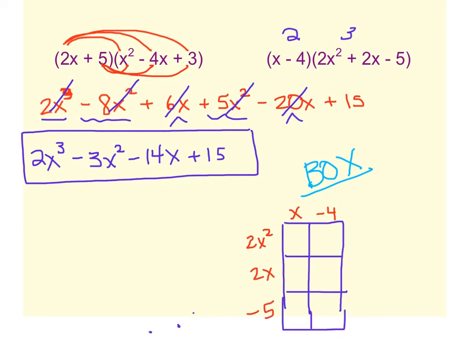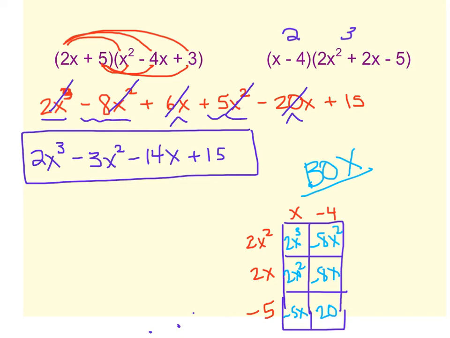Now what you're doing is you're going to fill in your boxes with the answers of multiplying the sides of your boxes. So 2x squared times x is 2x cubed. 2x squared times negative 4 is negative 8x squared. All right, 2x times x is 2x squared. 2x times negative 4 is negative 8x. Negative 5 times x is negative 5x. Negative 5 times negative 4 is positive 20.